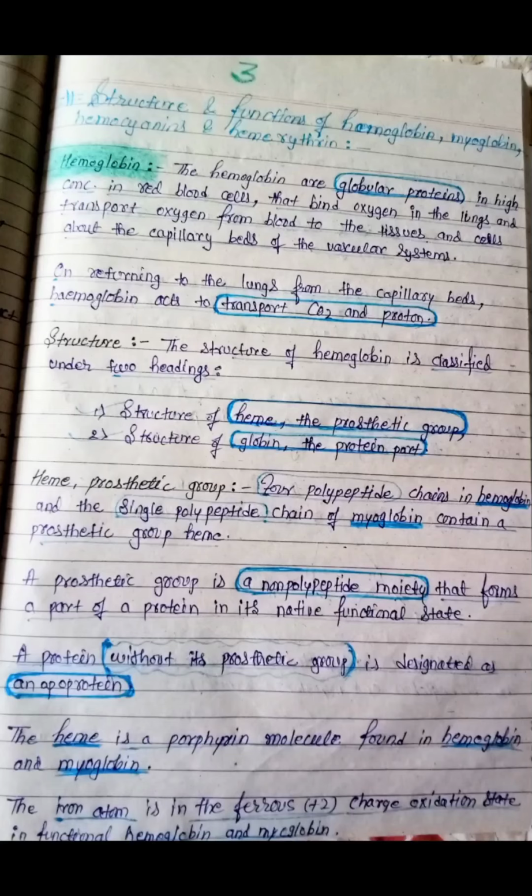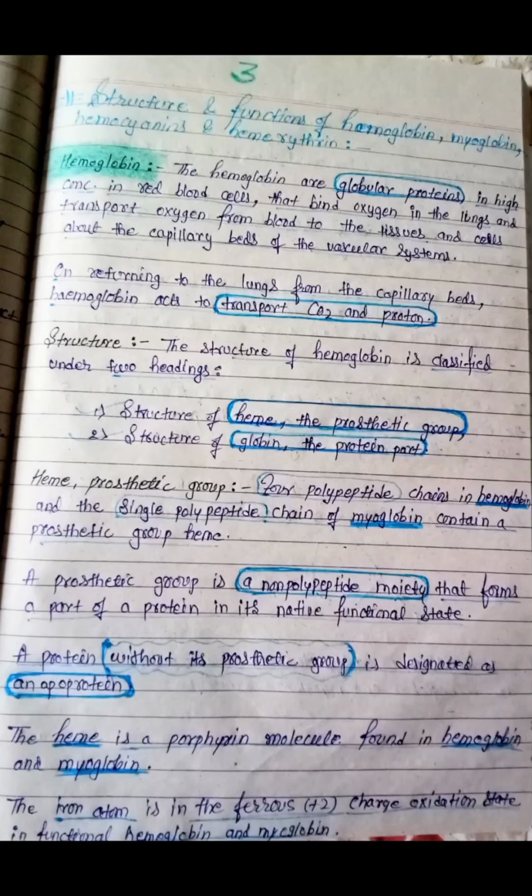Heme, the prosthetic group. Four polypeptide chains are present in hemoglobin and a single polypeptide chain is present in myoglobin, containing a prosthetic group heme. A prosthetic group is a non-polypeptide moiety that forms a part of a protein in its native functional state. A protein without its prosthetic group is designated as an apoprotein.